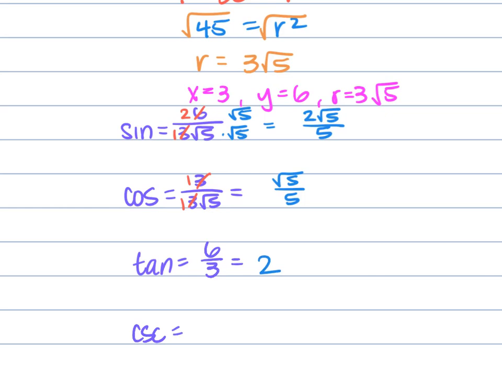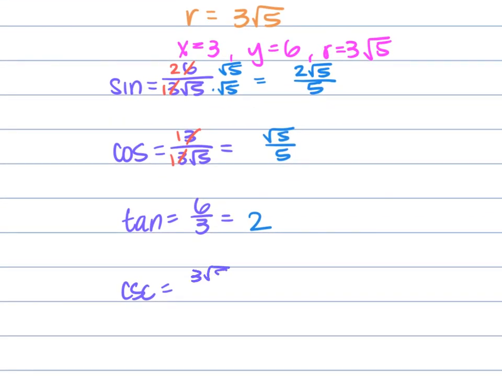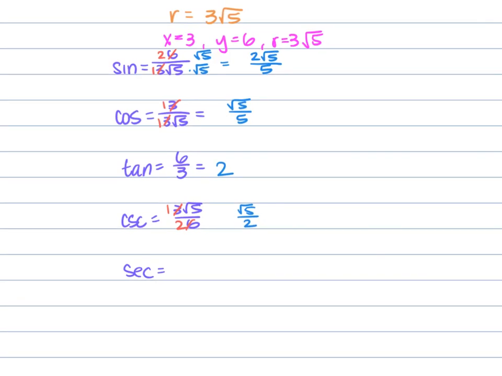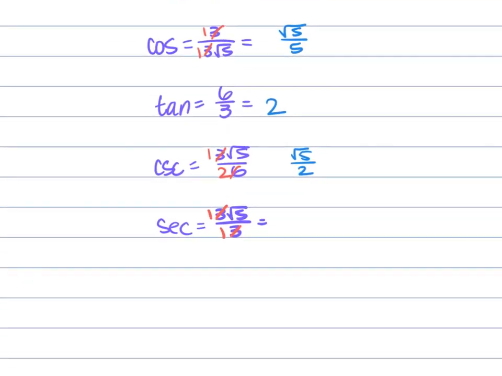Cosecant is going to be r over y, so that's 3 square root 5 over 6. The 3 is a 1, the 6 is a 2, so this is the square root of 5 over 2. For secant, we have r over x, so that's 3 square root 5 over 3. The 3's turn into 1's, so it's just the square root of 5. And lastly, cotangent is the reciprocal of the 6 over 3, so that's 3 over 6, which is 1/2.